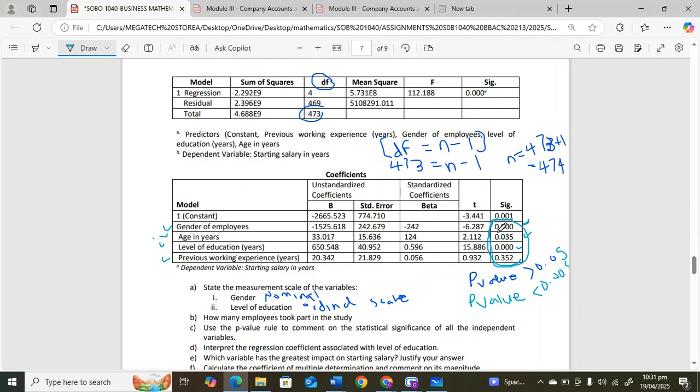Queries, questions? Previous working experience, 0.352, that's above 0.05. The relationship is not significant between previous working experience and the salary.